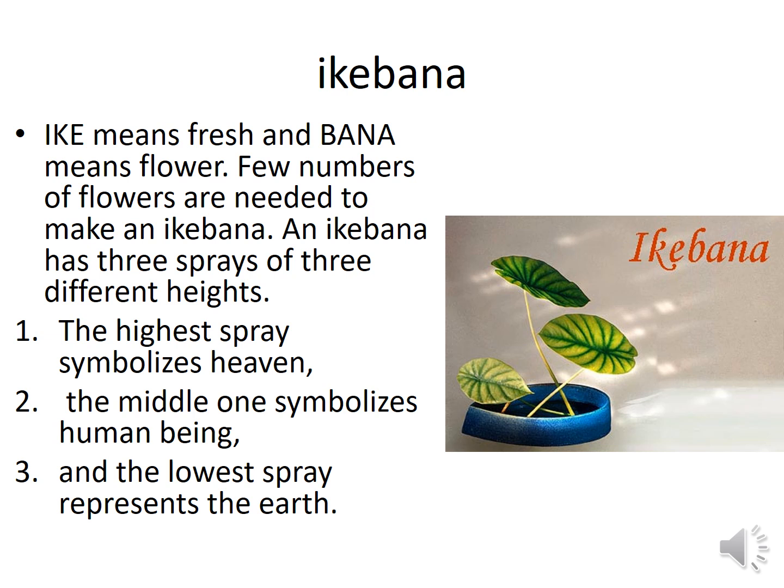A few numbers of flowers are needed to make an ikebana, and ikebana has 3 sprays of 3 different heights. The highest spray symbolizes heaven, the middle one symbolizes human being, and the lowest spray represents the earth. Very interesting, right? So this is the method of ikebana.